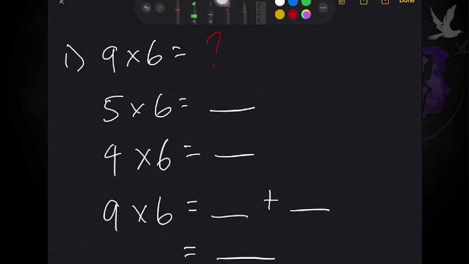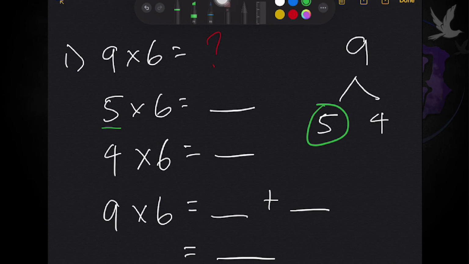So, it's basically like breaking down. If you notice, we have 9, we break it down to 5 and 4. That's why we have this, and you have this. It's like taking part by part. And all you have to do now is to put them together to get the answer.